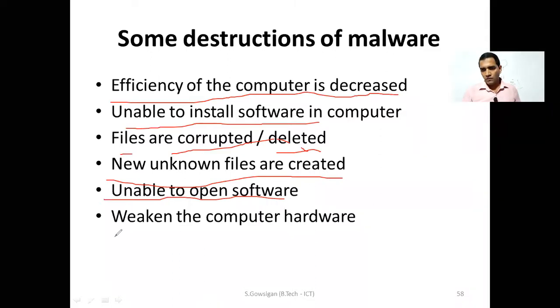Last, weaken the computer hardware. You cannot see this all the time, but it is possible. Your hardware components can become weak, especially your memories, random access memories. They work with high efficiency, but when malwares attack, sometimes they become weak. So these are the most common threats a computer faces when malware spreads.